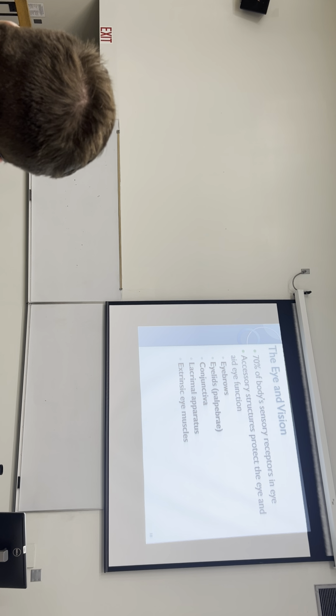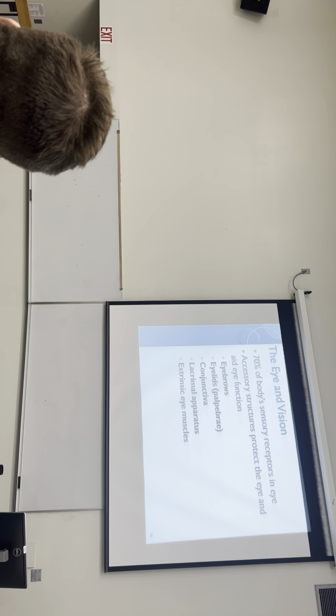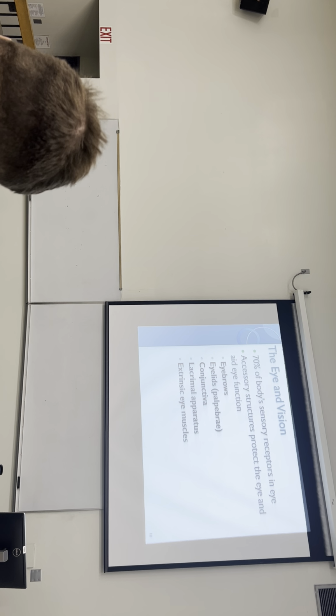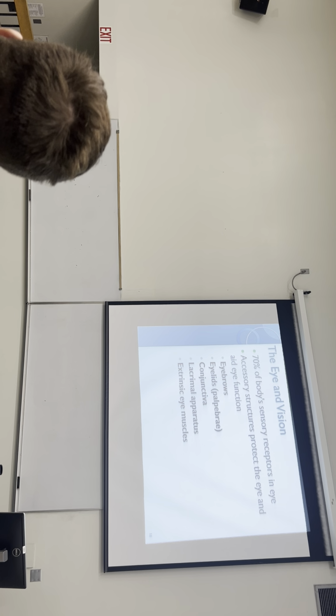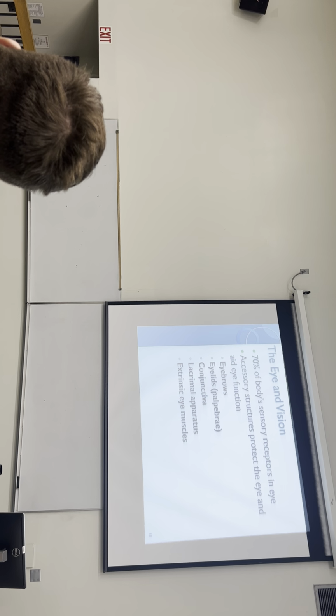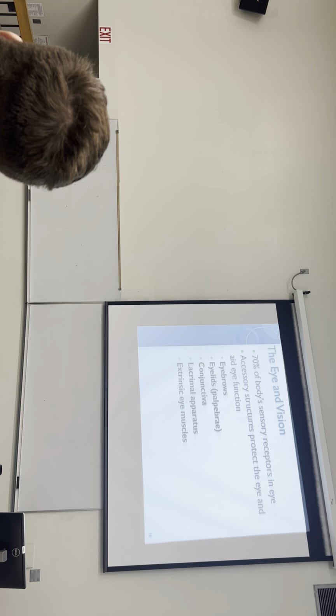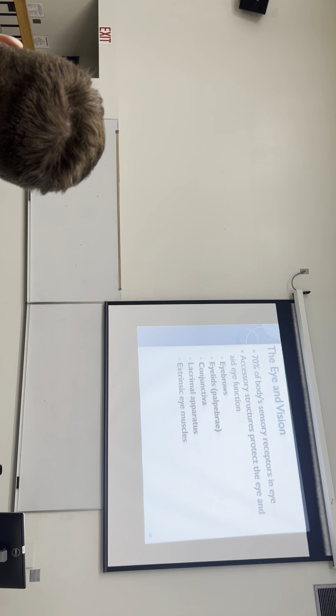Eyebrows. What's the function of eyebrows? Yeah, it's really to prevent the sweat, even some particles, from coming down from the top and entering the eye. What about the eyelids? Yeah, covering the anterior of our eye, preventing foreign particles from entering.